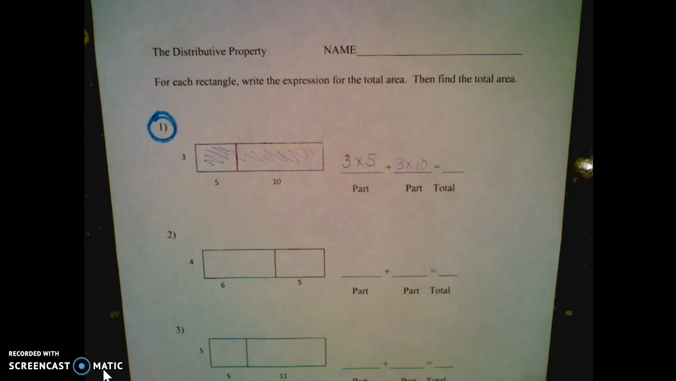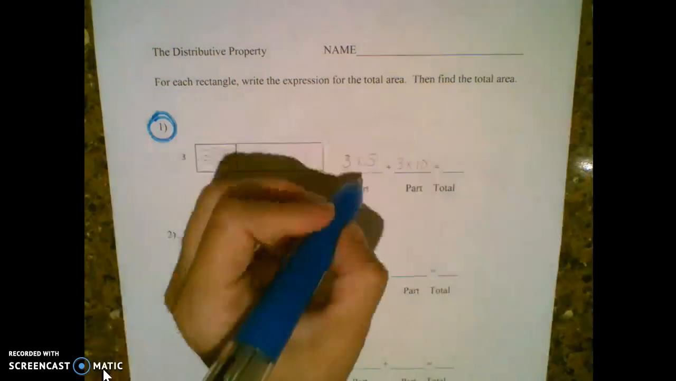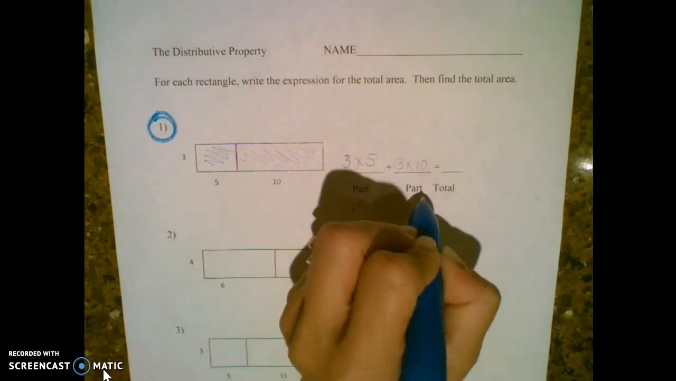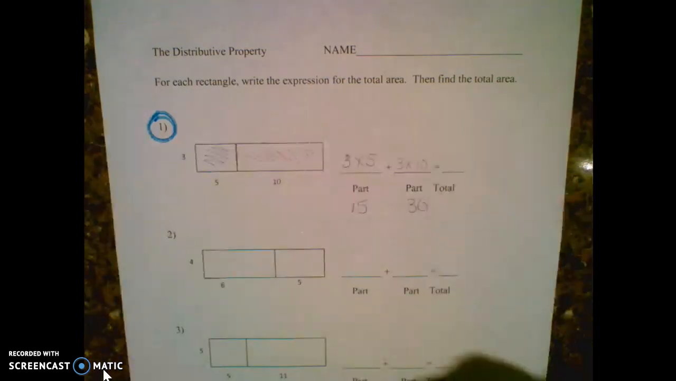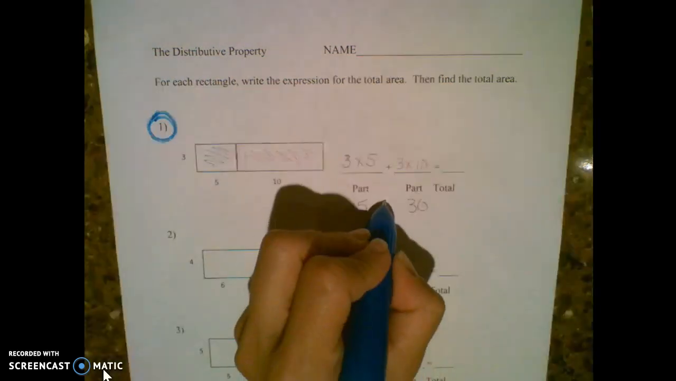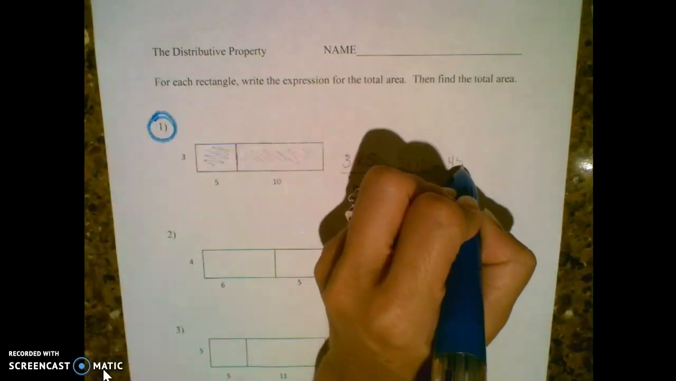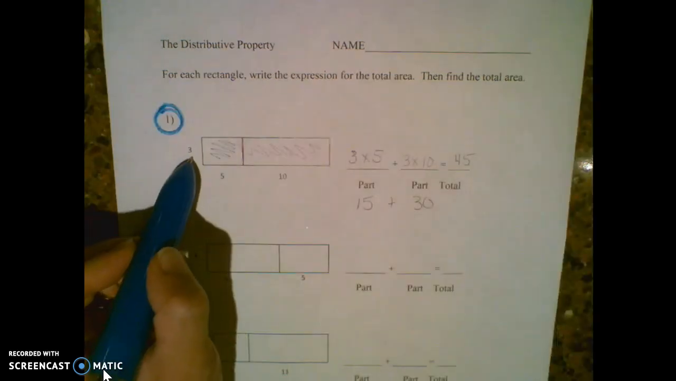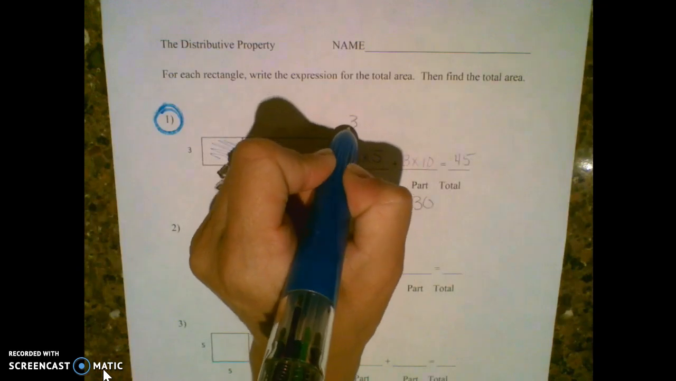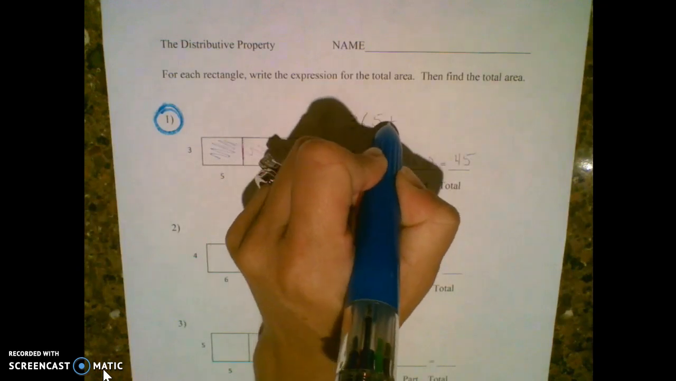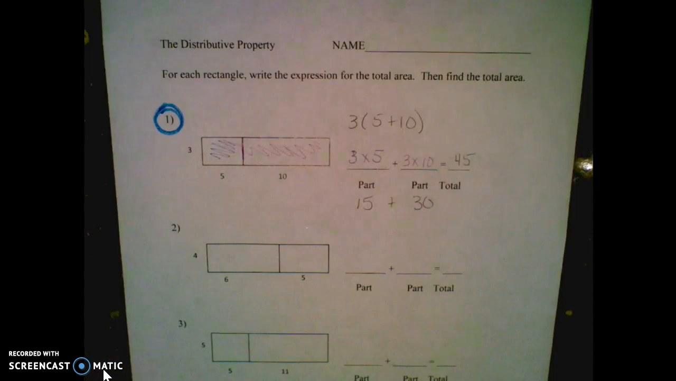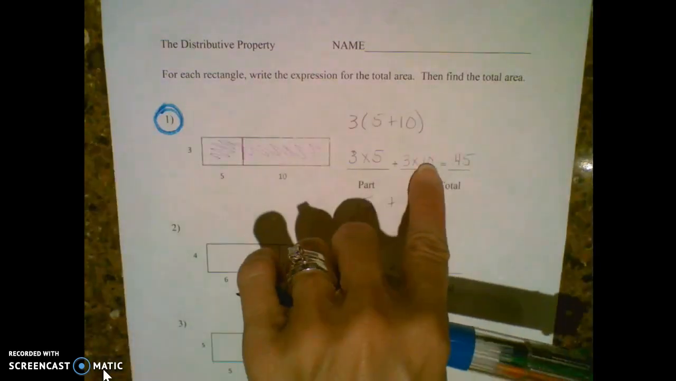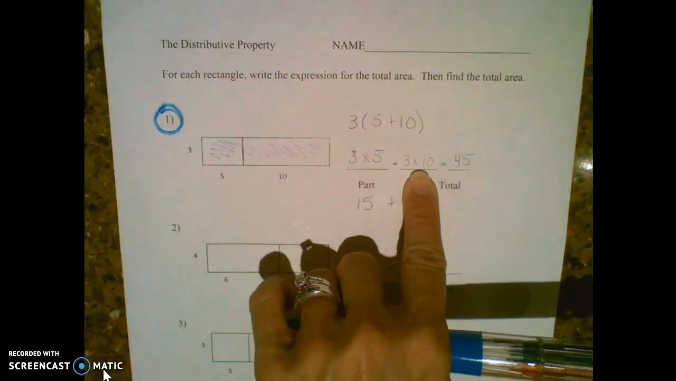And you may even need to write underneath it what you've got there. 3 times 5 is 15, 3 times 10 is 30. When I add those up, my total is 45, okay? So really, there's a few ways that we represent the distributive property. What we did here, we really did 3 times 5 plus 10, because I took 5 3 times, and I took 10 3 times, okay?